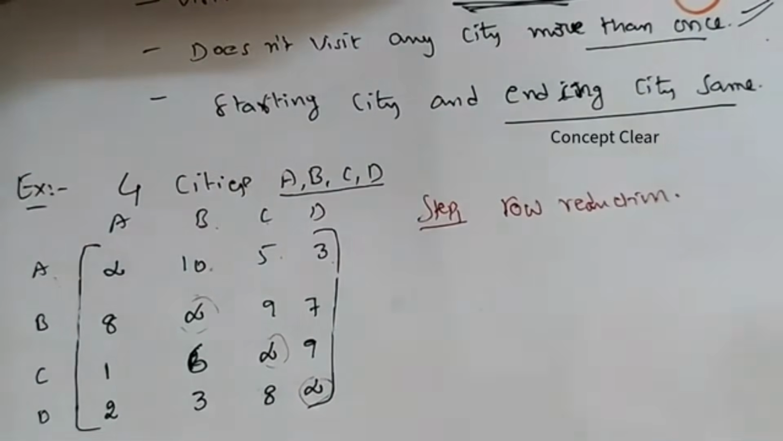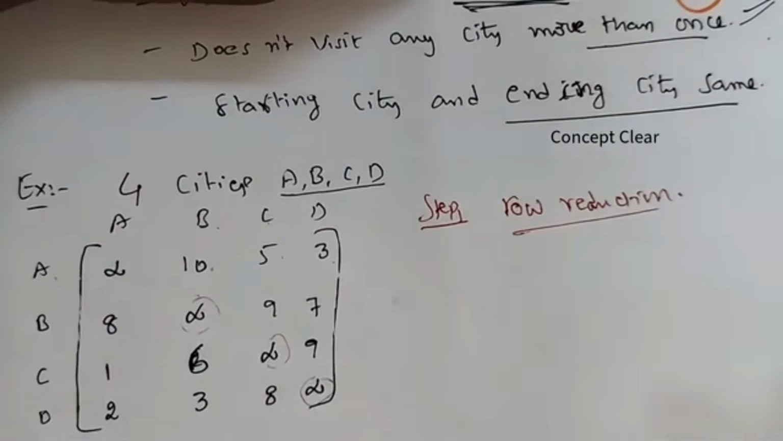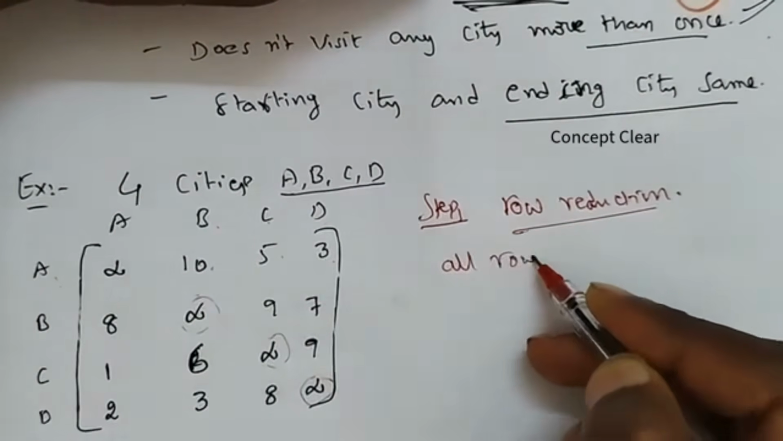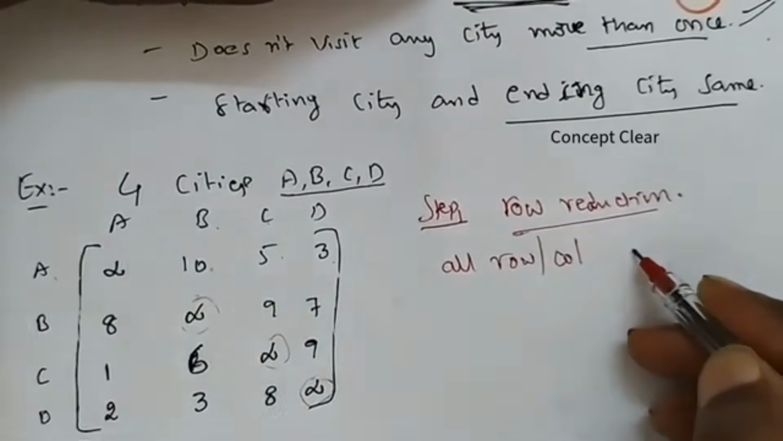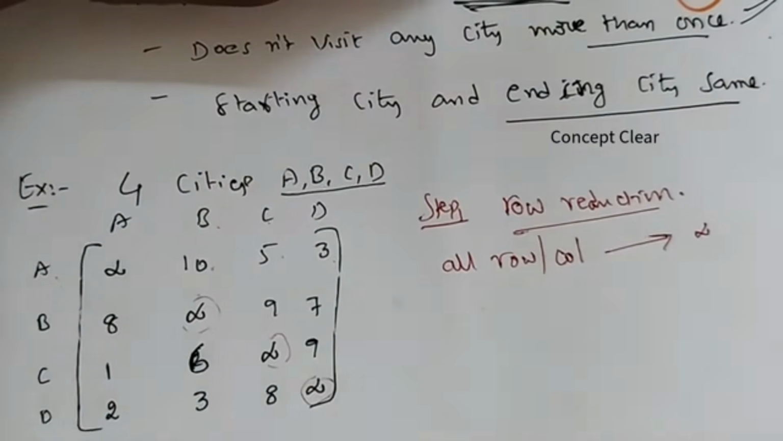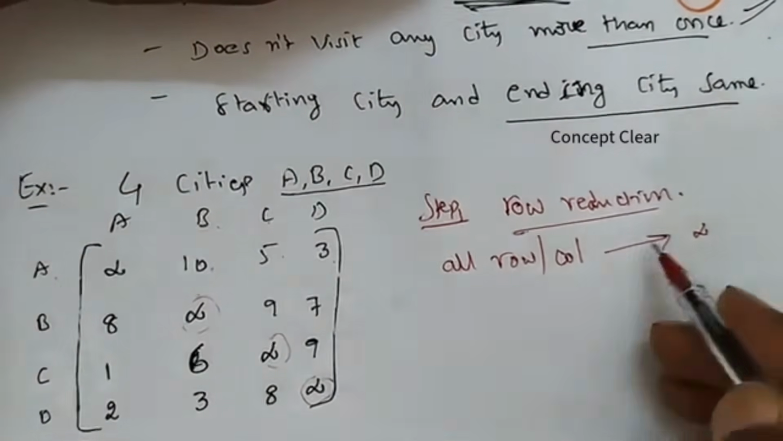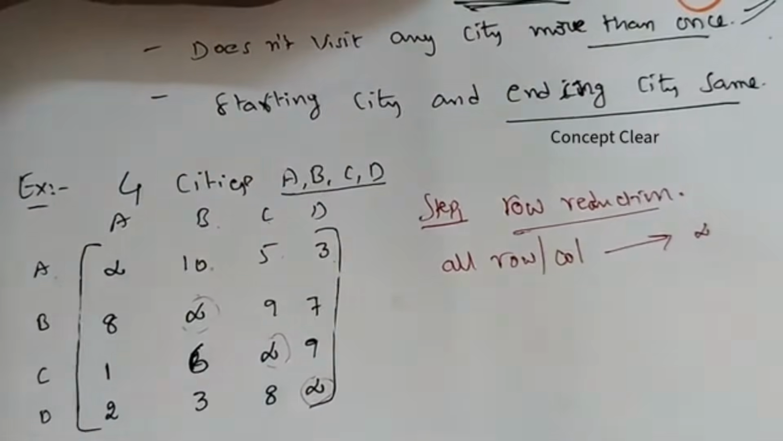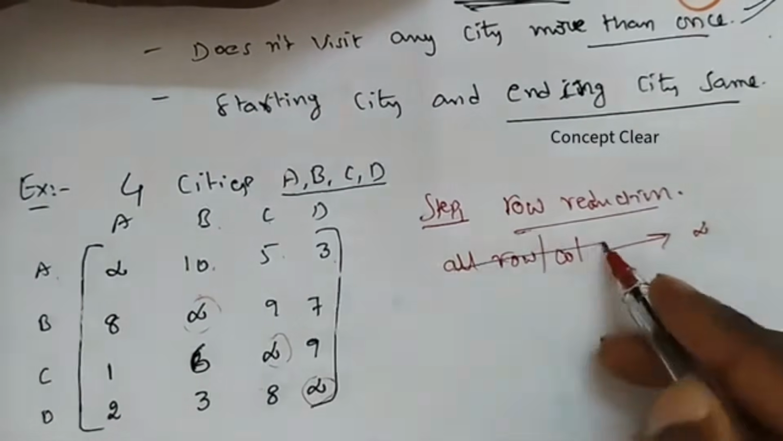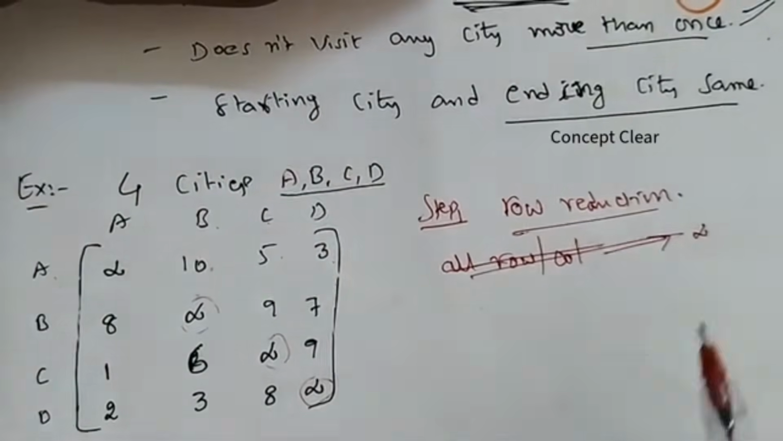Okay, here the first step is row reduction. What are the rules to perform the row reduction? If all the rows or columns contain infinity, then there is no need to perform the reduction. Initially, we have to perform the row reduction with the minimum element.